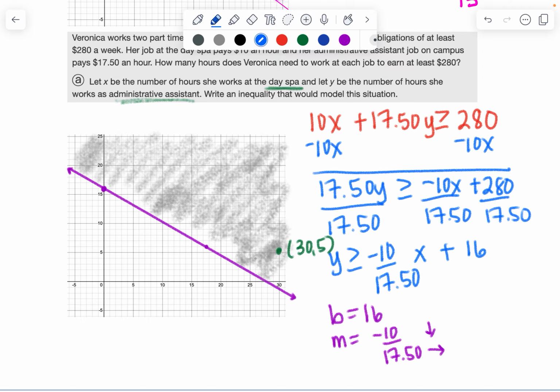Let's say she chose this point here, 0, 20. That would mean she could work 0 hours at the day spa and 20 hours as an administrative assistant and still make her $280.